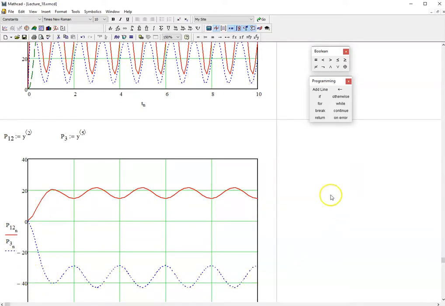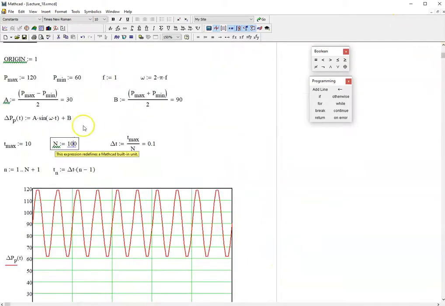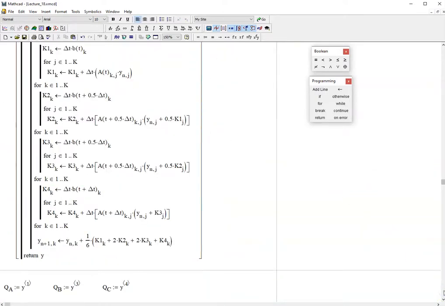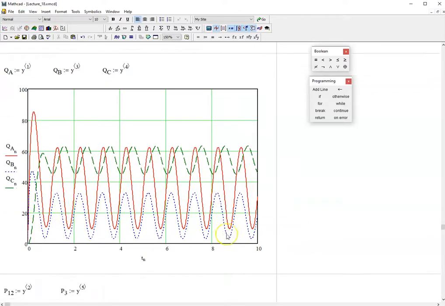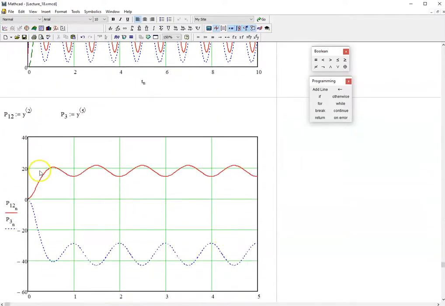minus 35. So if we increase this to, let's say, 1,000 time steps, and look at the solutions, notice that they are quite similar to before. It's just more resolved and hopefully more accurate. But how do we know they're more accurate? Accurate relative to a hypothetical exact or analytical solution that we don't have access to. So we have to trust these numerical results. Notice the red line, which is QA, centers around 35 or 40 or so. The green line centers around 50 or so, while the blue line, which is QB, centers around 20. P12, the same thing, centers around 20, while P3 centers around minus 35 or so.